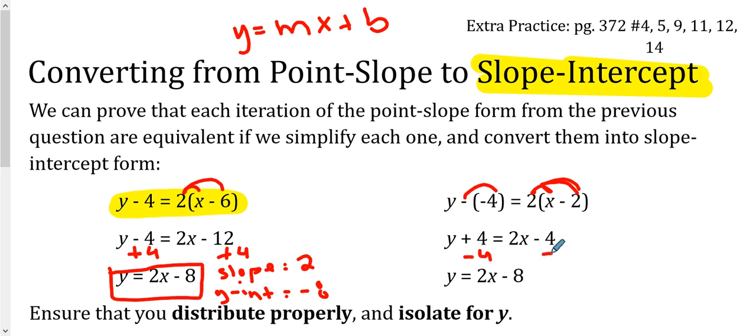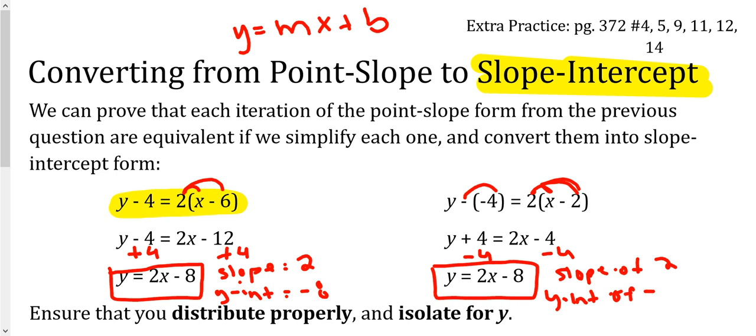This time, to get that y by itself, I'm going to subtract 4 from both sides. But what I see is that I end up with the exact same equation. I have a slope of 2, and I have a y-intercept of -8. So that tells us these have to be the same line. There's no way that two equations can have the same slope and the same y-intercept but look different.